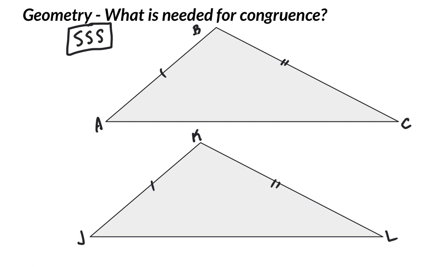All right, in this picture, I've been given the fact that AB is congruent to JK. And I've been given that BC is congruent to KL. And if I am trying to establish congruence based on side, side, side, of course, all I would need to do is have the last pair of sides. I would need to know that AC was congruent to JL. And if I knew that, then I could establish congruence.